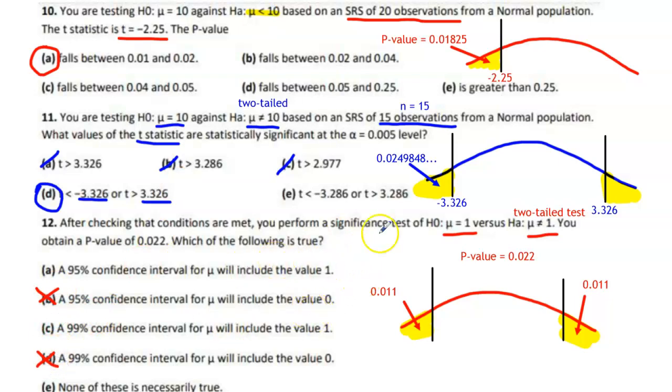Now, we can determine that if the p-value is 0.022, then this is the, I guess, likelihood or unlikelihood that we find a value that is not equal to 1.